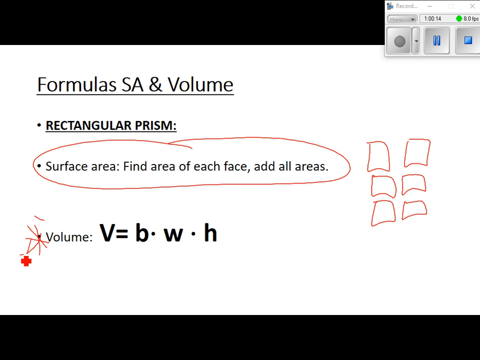So if you're dealing with a rectangular prism, to find the surface area, you're just going to find the area of each face and add them all up. For volume, just fill it in right underneath here, wherever you can find space. My fault.